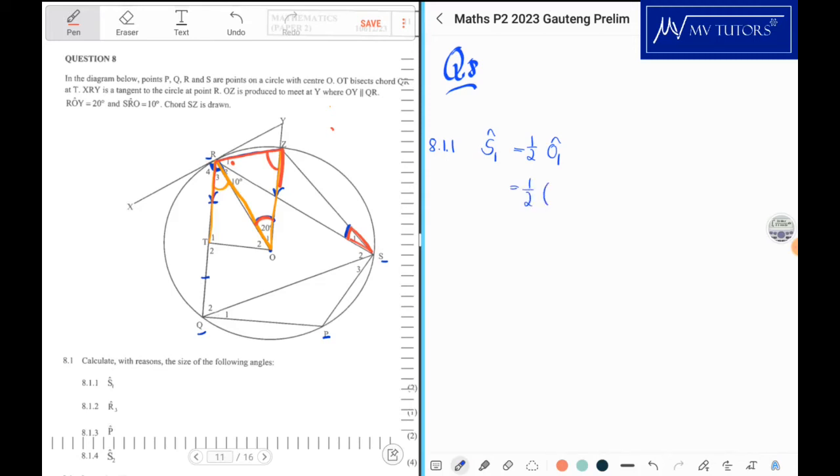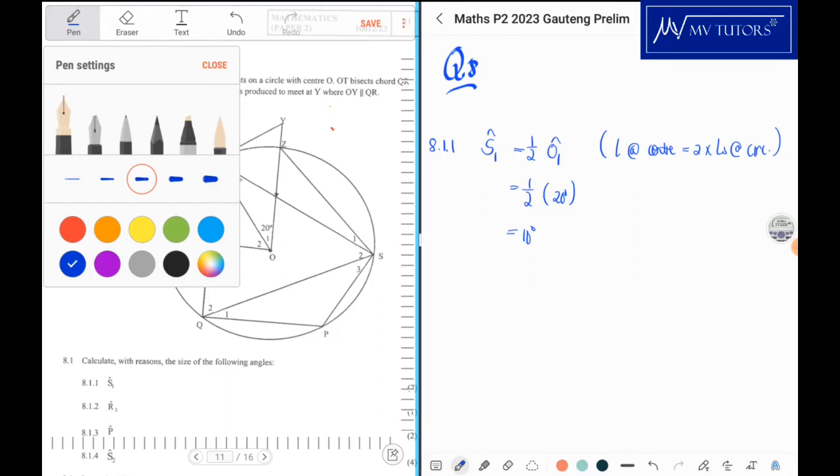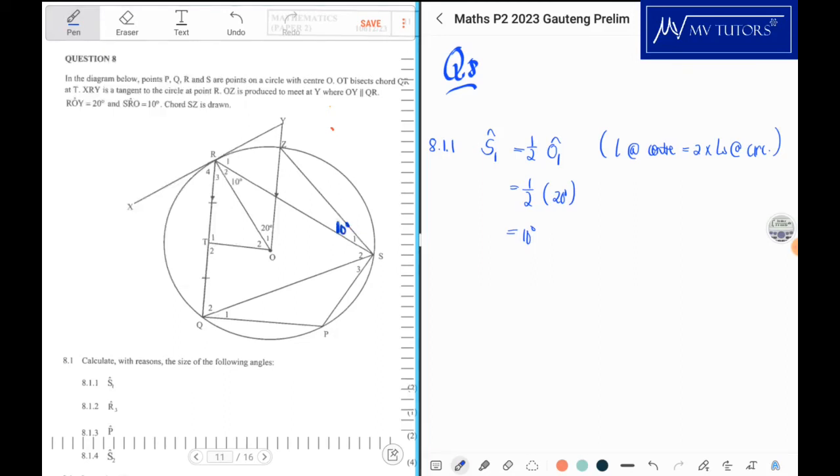All right, and O1 is 20 degrees. And what reason do we give? Well, basically, angle at the center is twice angle at circumference. Okay, so basically S1 is 10 degrees. I think let me just remove all of this and just put in what I know. Okay, so basically S1 is 10 degrees. And yeah, let's move along. 8.1.2.